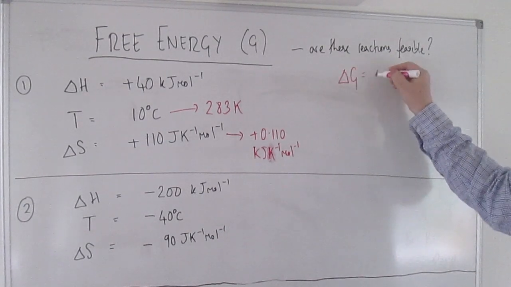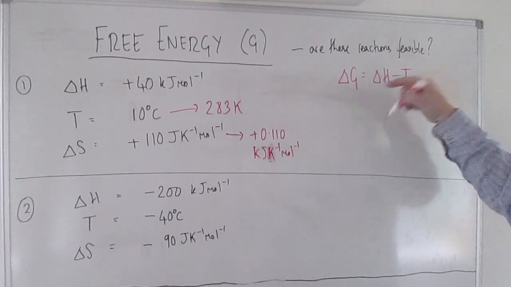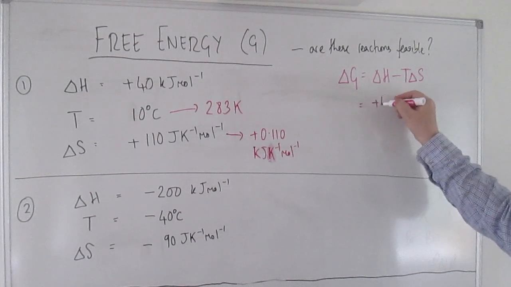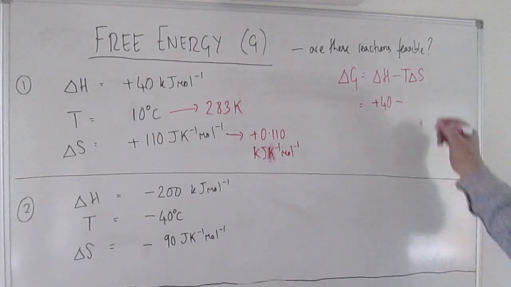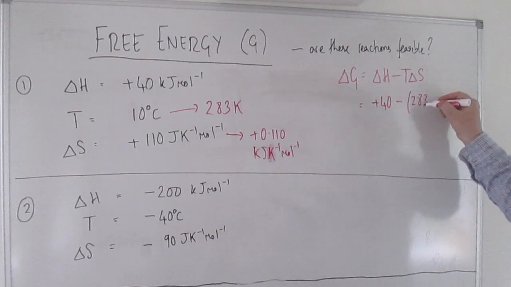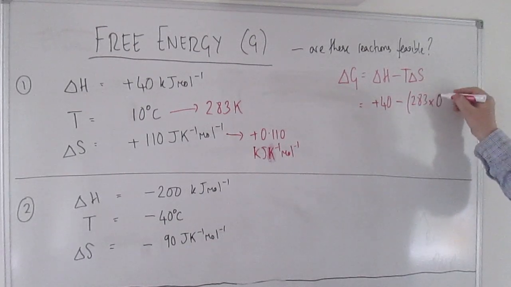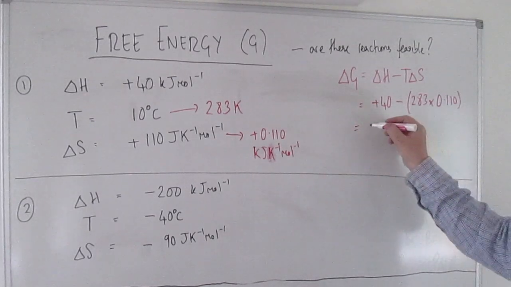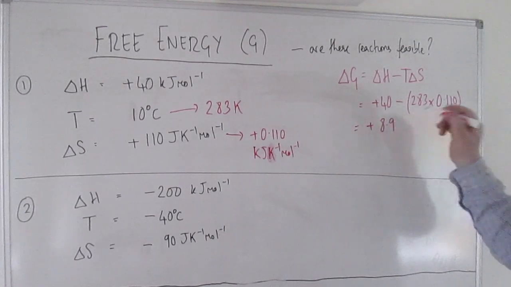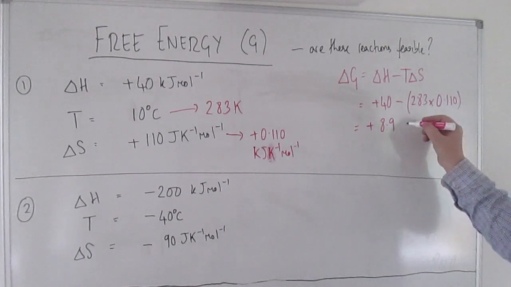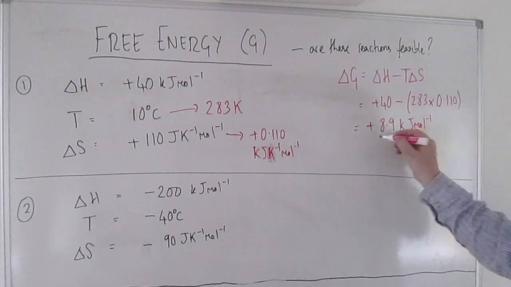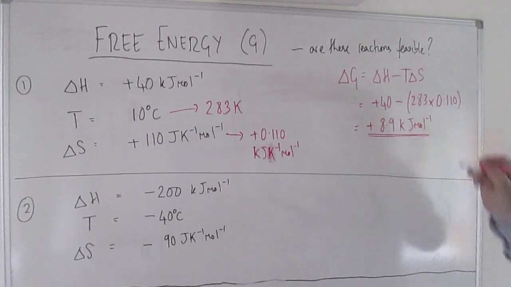So delta G is equal to delta H minus T delta S, which is equal to plus 40 minus 283 times 0.110, which is plus 8.9 kilojoules per mole. So that's the number. And then you've got to answer the question, which is, is it feasible?